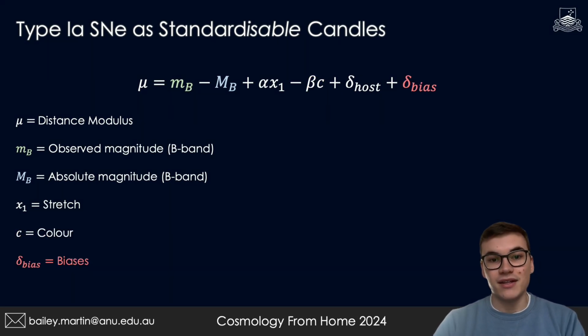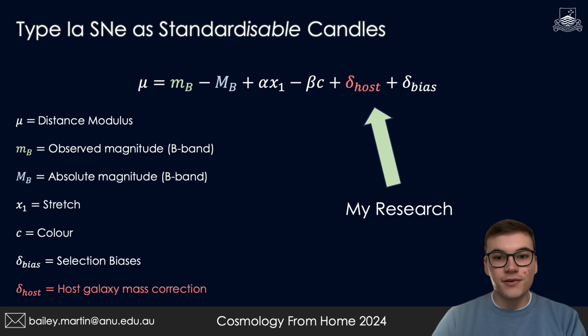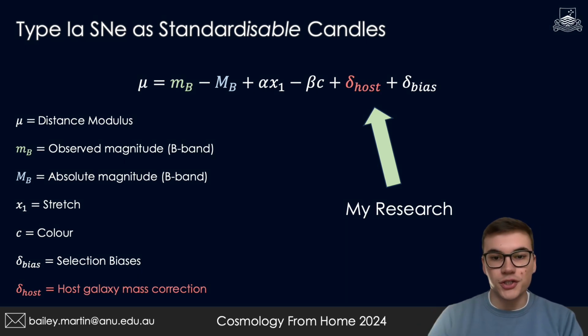Now, we have a term that accounts for selection biases in the sample, which is determined through simulations of supernova datasets. And then finally is this correction for the mass of the host galaxy. We apply this correction due to the existence of a mass step in the Hubble residual.